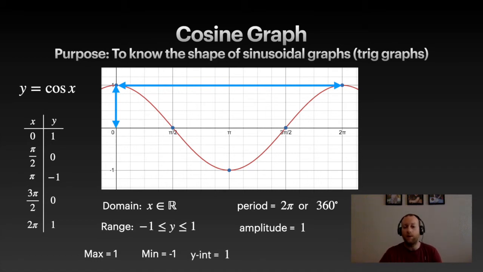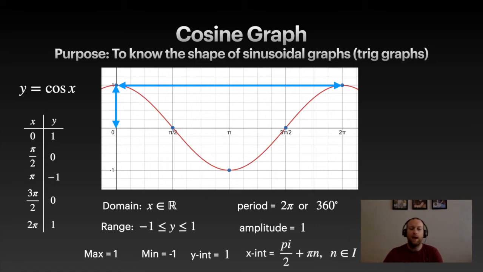Y-intercept is now 1 instead of 0. And your x-intercepts have also changed. They've shifted to the right. So that should, instead of actually being written as pi, it should be pi over 2, and then plus or minus a pi.